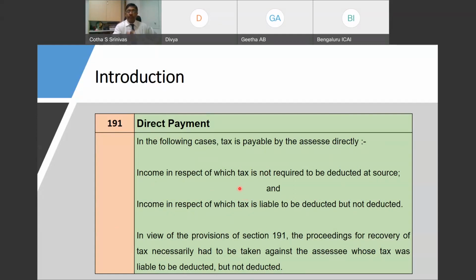situations, the person who earns the income has to make a direct payment. How will we make this direct payment? In the form of advance tax. What I was telling about the installments, through installments, he has to discharge his tax liability. So if the assessee who earns an income says that it is subject to TDS, but the person who is supposed to deduct TDS has not deducted, so there is no liability on my part, the department will not keep quiet. They can proceed against the person who has actually earned the income and they can recover the taxes.